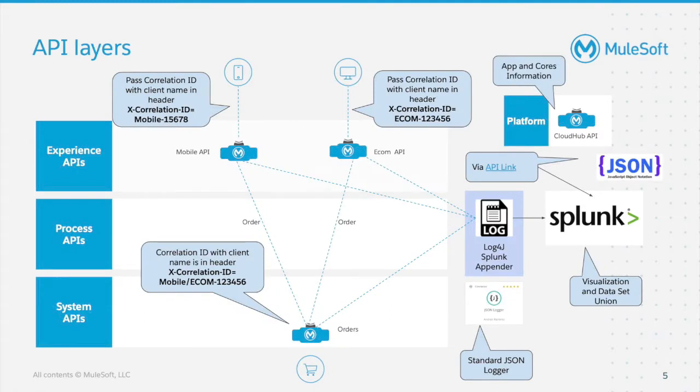In our prototype, following an API-led approach, we have built experience APIs for mobile and e-commerce, which in turn call a common system API to perform CRUD operations on the order resource. In our prototype app, we have used the Mule 4 correlation ID, which trickles down, or is passed, from the experience to the system layer. This correlation ID is logged with the standard JSON logger to Splunk. An out-of-the-box platform API can pull the full set of application and core configurations to compute the bills.